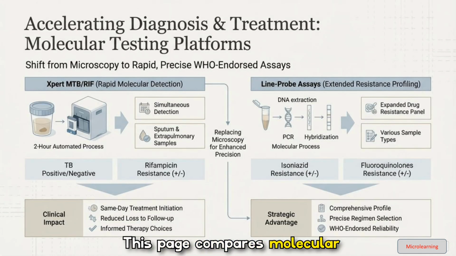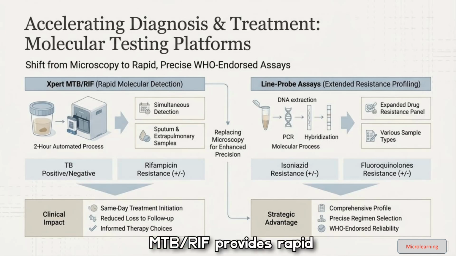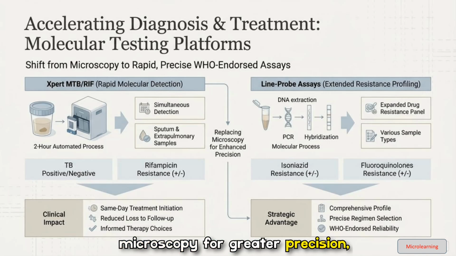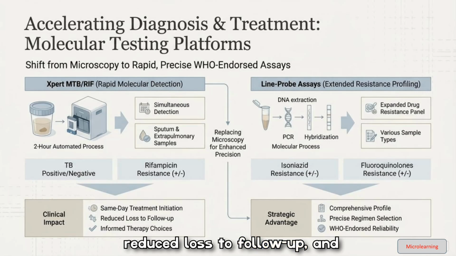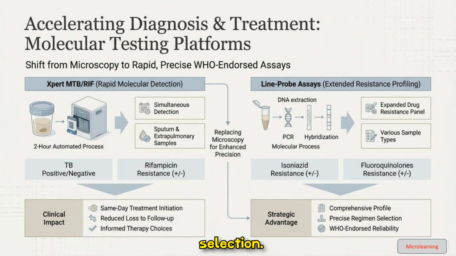This page compares molecular testing platforms that accelerate diagnosis. Xpert MTB/RIF provides rapid automated detection and rifampicin resistance results in a couple of hours, replacing microscopy for greater precision, while line probe assays extract DNA and profile extended drug resistance. Together, they enable same-day treatment decisions, reduced loss to follow-up, and more informed regimen selection.